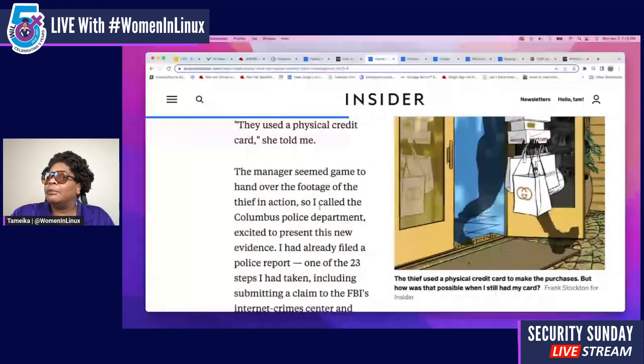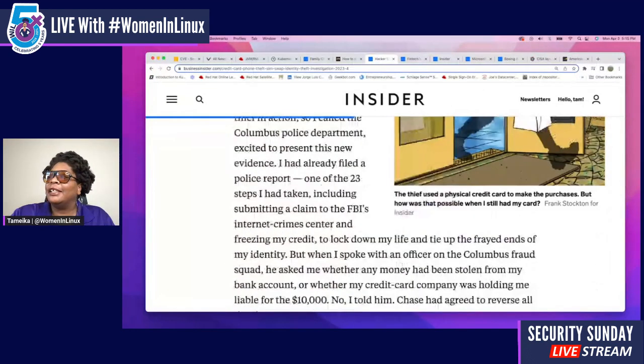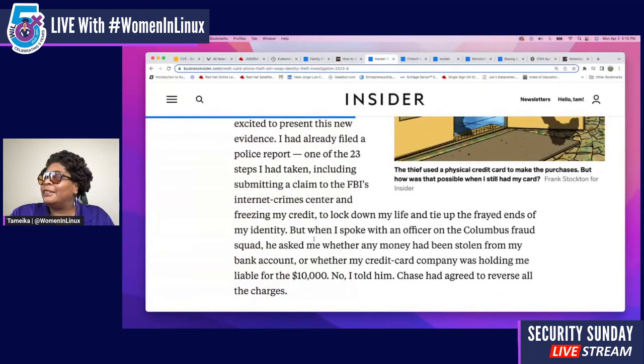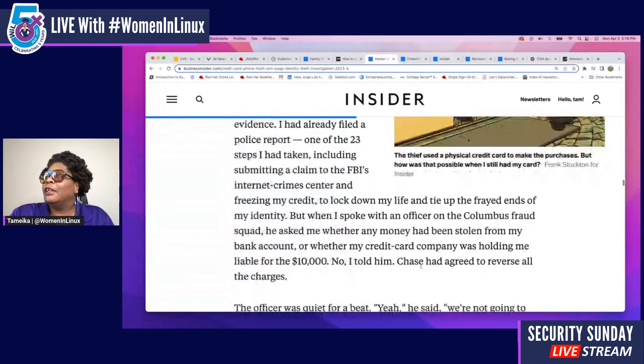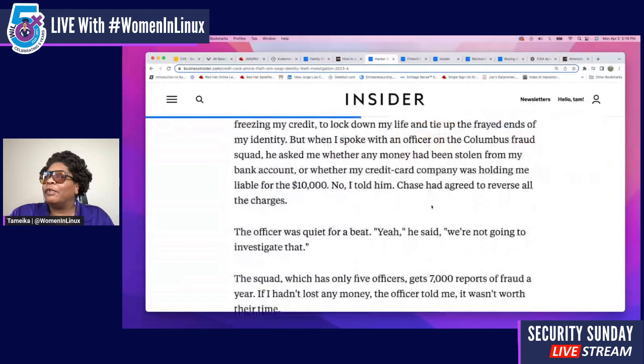So I called the Columbus Police Department to present this new evidence. I had already filed the police report, one of 23 steps I had taken, including submitting a claim to the FBI Internet Crime Center and freezing my credit to lock down my life and tie up the frayed ends of my identity. But when I spoke to the officer in the Columbus Fraud Squad, he asked me whether my money had been stolen from a bank account or whether my credit card company was holding me liable for the $10,000. No, I told him. Chase agreed to reverse all the charges.